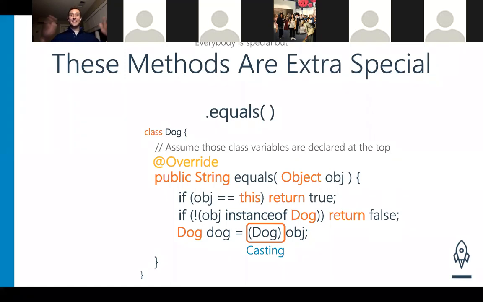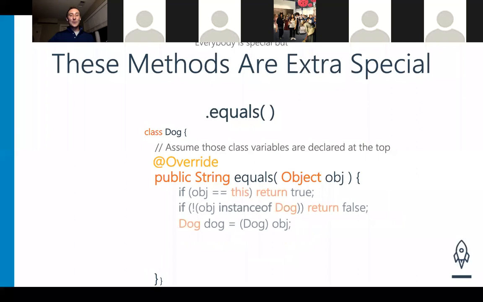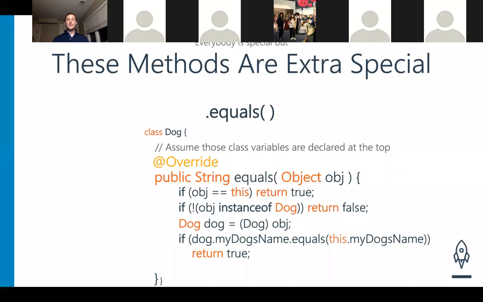Okay, everyone take a deep breath, I know. One more thing. Once we have done those three major lines of confusion, now we're able to actually check to see if our dogs are equal. How we do that is things we've seen before. This part should be more self-explanatory. If I just want to check if my dogs' names are equal, I say dog, that newly casted dog object I made above, dot myDogsName dot equals, and then I say this dot myDogsName. If they're both equal, we of course return true. Otherwise, we need to return false because the names aren't equal. Therefore, these are not the same dogs. I don't know whose dog this is. Get out of here. Return false.